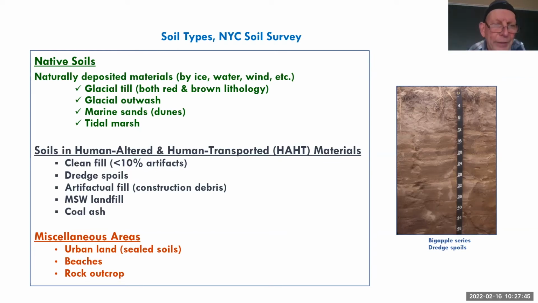Fill from construction debris. There's some areas of municipal solid waste landfill, and there are a few areas of soils actually formed in coal ash. Okay? And then we differentiated also those miscellaneous areas or soils where we couldn't really map a particular soil. And the most important of those is what we called urban land, or the sealed soils, the soils that are underneath the pavement or buildings. Okay? So we've got native soils, soils in human altered, human transported materials, and miscellaneous areas or non-soils.